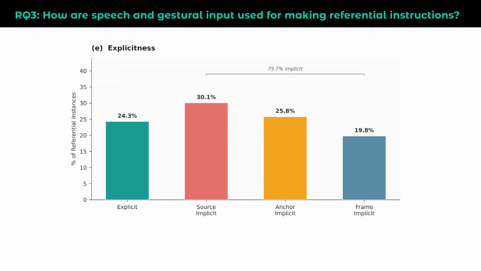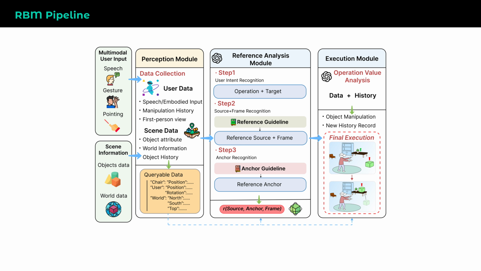In addition, we observed how participants combined speech and gestures to resolve implicitness in referential expression, which exists in more than 3/4 of all the expressions we collected. Based on this framework, we built the RBM pipeline, a 3-stage system that interprets references from multimodal instructions.